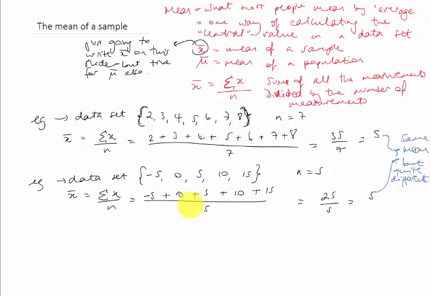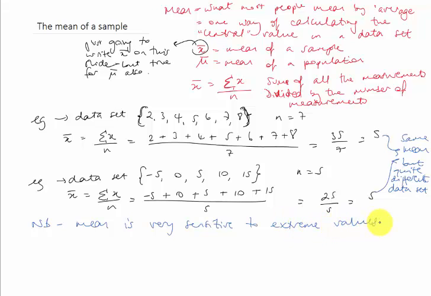So you can see that the mean on its own isn't enough to describe what the data set is like. And also, another word of warning is that the mean is quite sensitive to extreme values. So what do I mean by that?